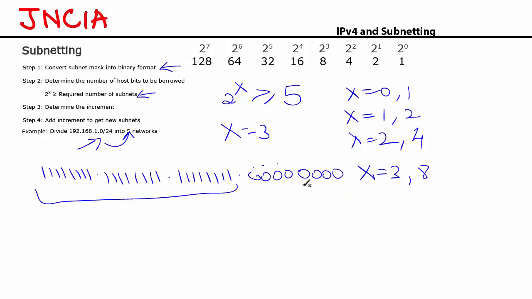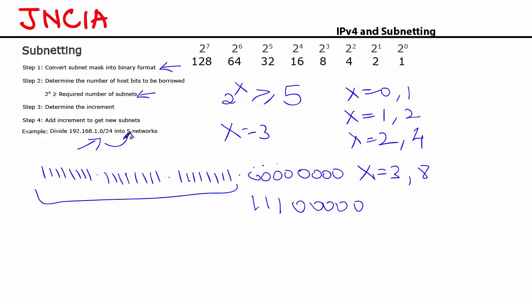So we have these 8 host bits here. We are going to borrow 3 bits out of them. So we are going to convert the subnet mask into something like this. You have the 8 bits, out of which 3 bits have been converted into network bits by changing the zeros into ones. That's going to be your new subnet mask, my friend.